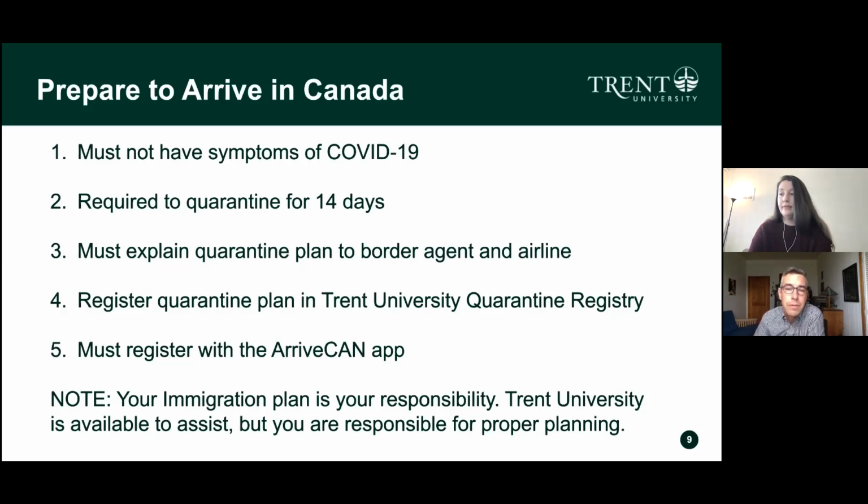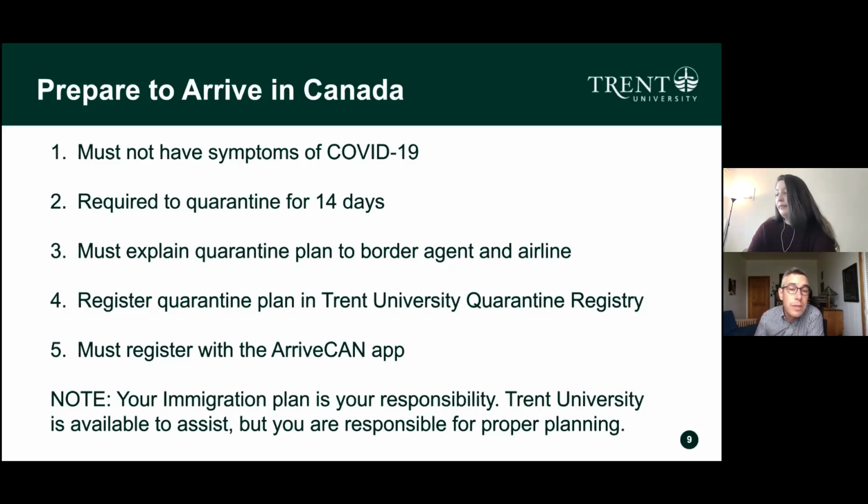And when we review them, if there are any omissions or errors in your plan, we'll liaise with you to make sure that your plan is comprehensive and clear. And then number 5, last but not really last, there's other things. You must register with the ArriveCan app, as I said, so that the government has a record of your quarantine registry as well.